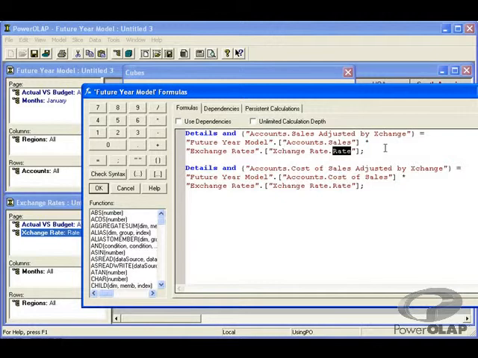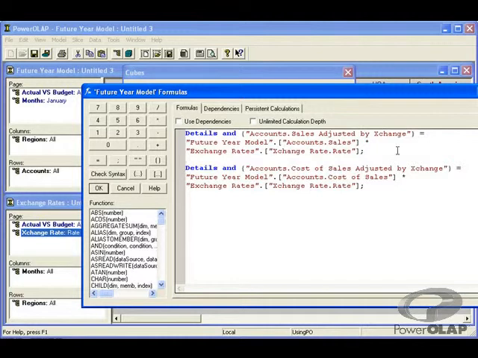If you do not specify this value, you will receive a pound name error when you try to execute your formula, indicating that PowerOLAP does not know what value to use from that additional dimension. In this instance, we only have one dimension that's not specified. If you have multiple dimensions that exist in your second cube, in this example the exchange rates, you will need to include a specific point for each of those additional dimensions as well.